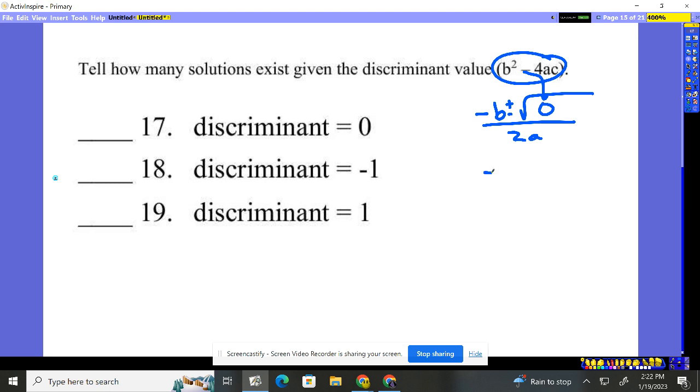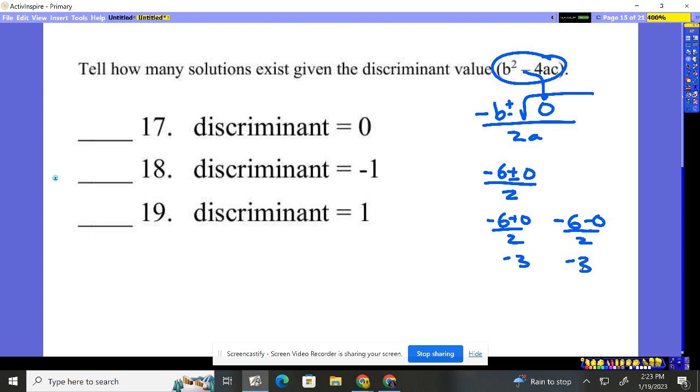So let's pretend b happened to be a 6, and then we're plus or minus a 0, because the square root of 0 is 0, all over 2. Let's say a is 1, so 2. You're going to end up going, oh, negative 6 plus 0 over 2 is one solution. Negative 6 minus 0 over 2. Well, wait a second. That's negative 6 divided by 2, that's negative 3. Negative 6 minus 0 is negative 6 divided by 2, negative 3.